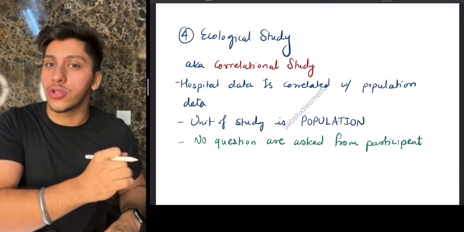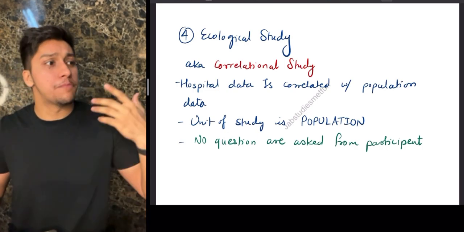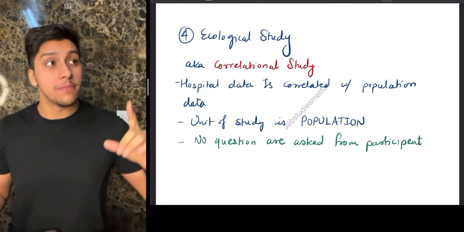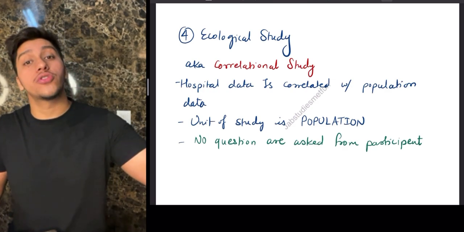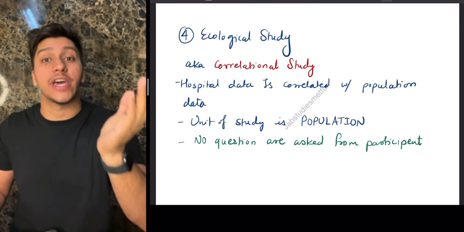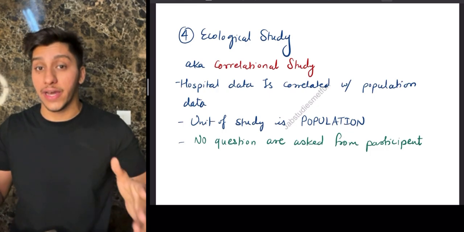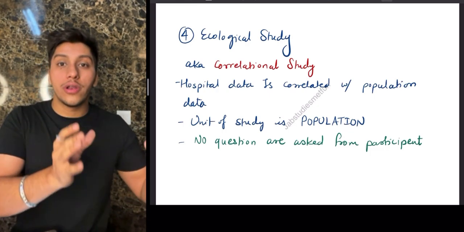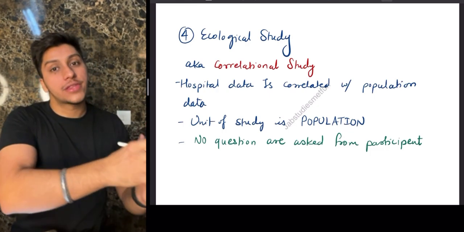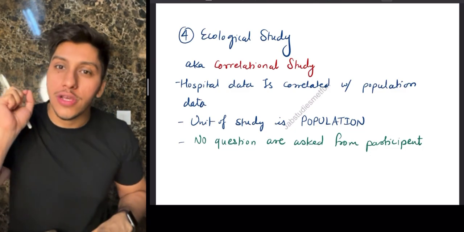That is known as ecological study. If I say that people are drinking too much Coca-Cola nowadays, because of drinking too much Coca-Cola, the amount of obesity cases being registered, the amount of diabetes cases being registered in the hospital is high. This is correlation of a public event with the hospital data. That is your ecological study.